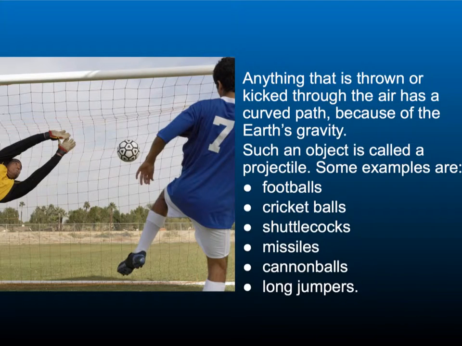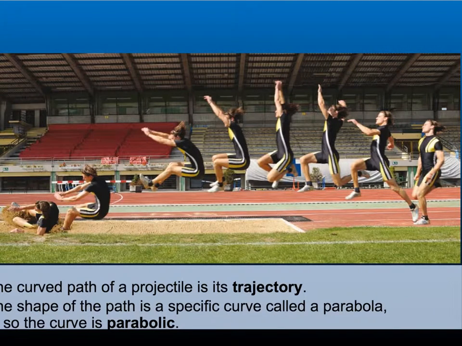Other examples of projectiles are missiles and cannonballs, and all balls that are hit, thrown or kicked in sports. A dart is a projectile when it has been thrown, and long jumpers are projectiles from the moment when their feet leave the ground. The curved path of a projectile is called its trajectory. The shape of the path of a projectile is said to be parabolic.